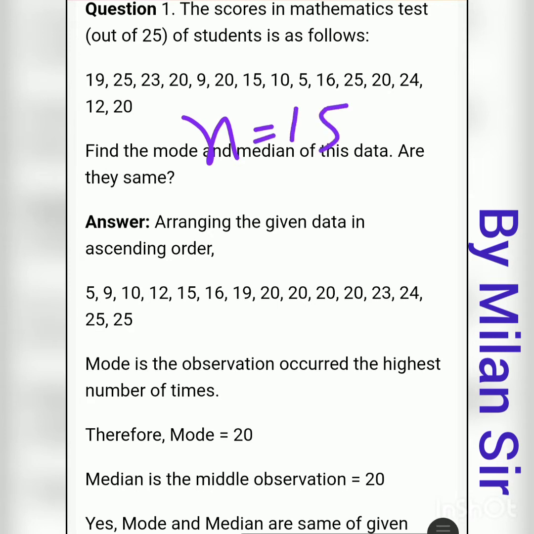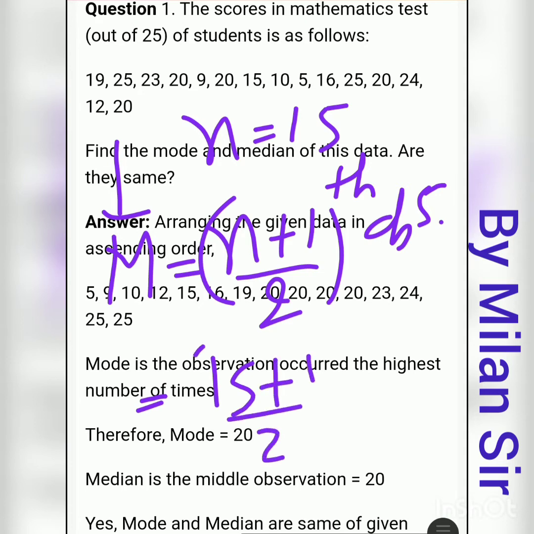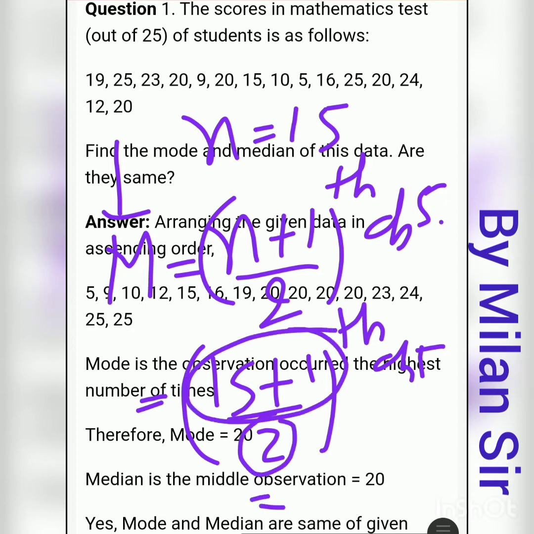Now for finding the median, we can use the formula: median M is equal to (n plus 1) by 2th observation. Now put the value of n here. Your n is equal to 15. So (15 plus 1) by 2 observation. Now 15 plus 1 is 16, divided by 2, 8th observation.